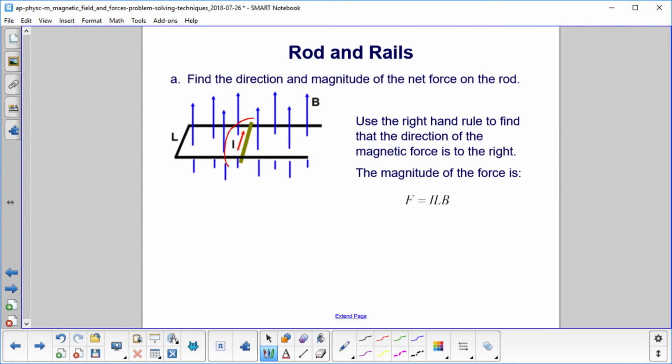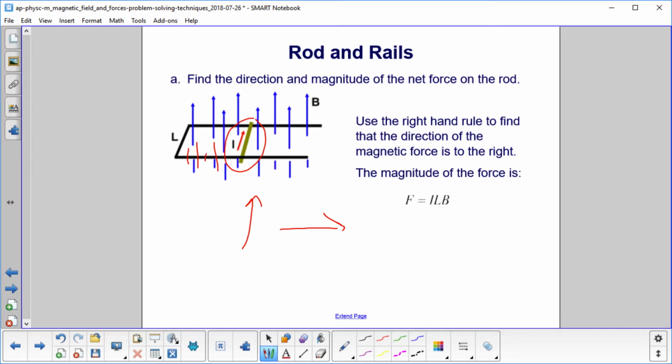Find the direction and magnitude of the net force on the rod. And you can see the current going through the rod here, so that must mean we have a battery here perhaps. Use the right-hand rule to find that the direction of the magnetic force is to the right. If I take my right hand and put the four fingers in the direction of the current, and face the palm of my hand upwards, because that's the direction of the magnetic field, hopefully your thumb, when you extend it, points to the right.